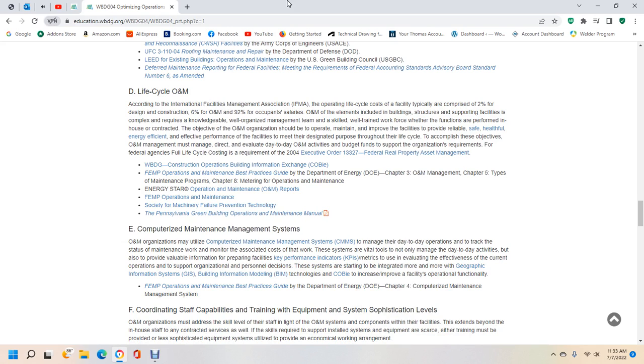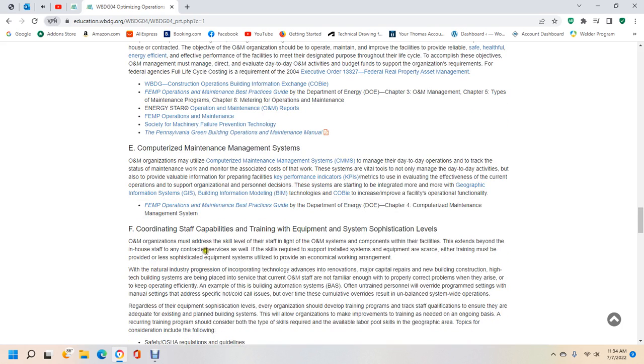E. Computerized Maintenance Management System. The operation and maintenance organization may utilize a Computerized Maintenance Management System to manage day-to-day operations, track the status of maintenance work with the associated costs. It is a tool not only for managing day-to-day activities, but also provides valuable information for preparing facility key performance indicators, measuring and evaluating the effectiveness of current operations to support organizational personnel decisions. These systems are increasingly integrated with geographical information systems, building information modeling technologies, and COBie, improving facility operational functionality. And then you have the FEMP Operations Best Practice Guide.